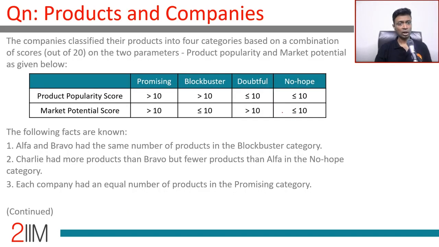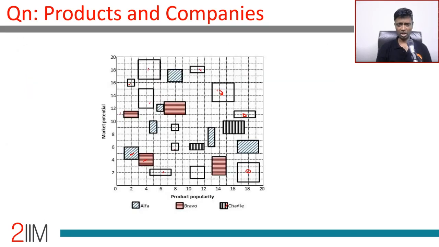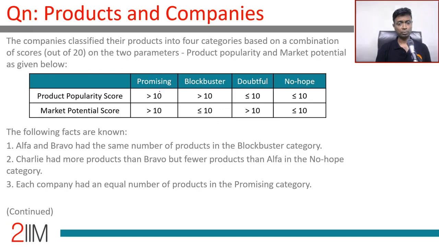Okay. The companies classified their product into 4 categories based on a combination of scores. Product popularity score and market potential score. I'm going to look at the chart again. Product popularity is here 0 to 20. Market potential is here 0 to 20. Fine. If both are greater than 10, then it is promising.